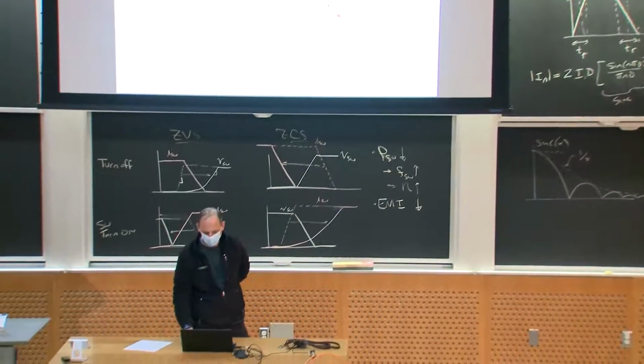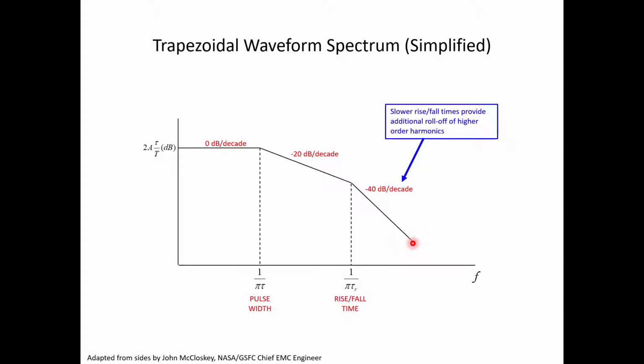Okay, so what that should mean then is that compared to having pure, sharp, square waveforms, if I can do something that slows the dV/dt or the dI/dt down, I should get reduced high-frequency content. And that should make it easier to filter. Okay?